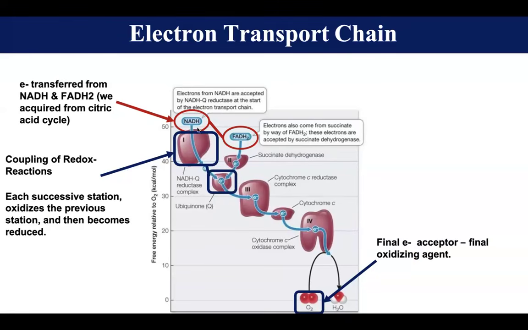So NADH-Q reductase accepts the electron from NADH, passes it on to ubiquinone. Then you have succinate dehydrogenase. Succinate dehydrogenase accepts electrons from FADH2, which then sends it also to ubiquinone. Ubiquinone sends it to the reductase complex here, and it sends it to cytochrome C. Cytochrome C sends it to the oxidase complex, and your final electron acceptor is oxygen, forming water. So each station oxidizes the previous station by accepting the electrons. The electrons get passed down from station to station, and then oxygen is your final electron acceptor, becoming water.